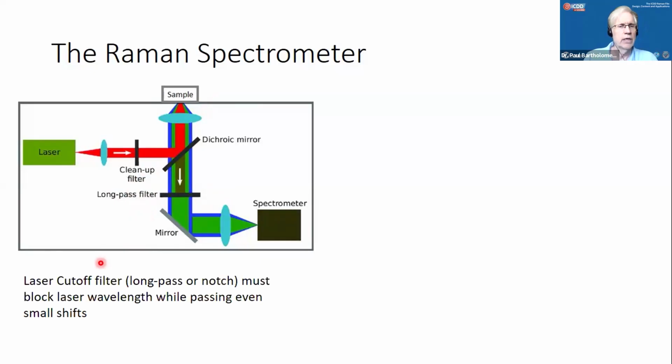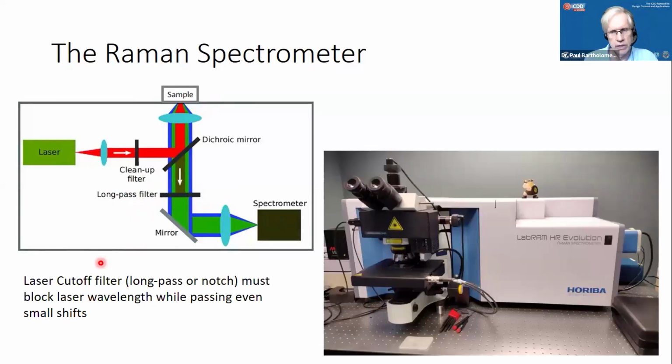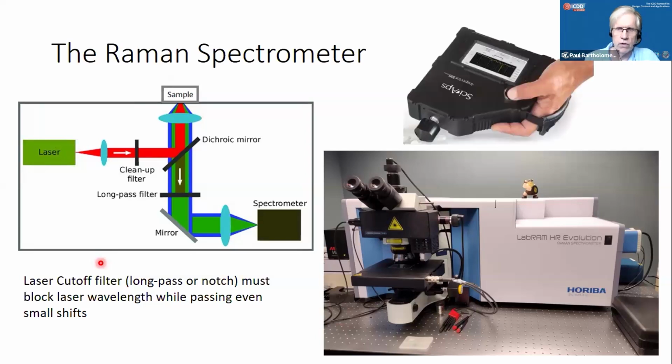Its job is to filter out the Rayleigh scattering, the light that's at the same wavelength as the laser. And at the same time, it has to pass wavelengths very close to that wavelength. So it has an important job. The resulting instrument, here's a research grade Raman microscope, and at the same time with diode lasers and CCD detectors, there are Raman spectrometers that are handheld.